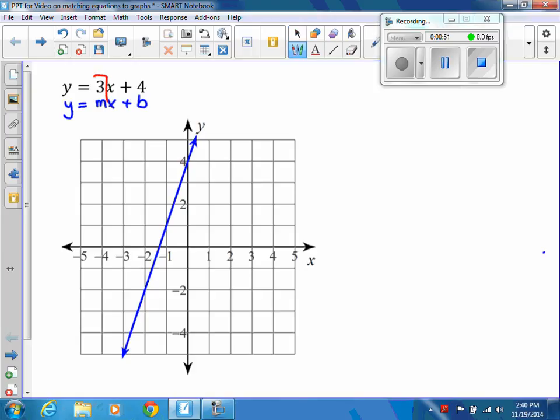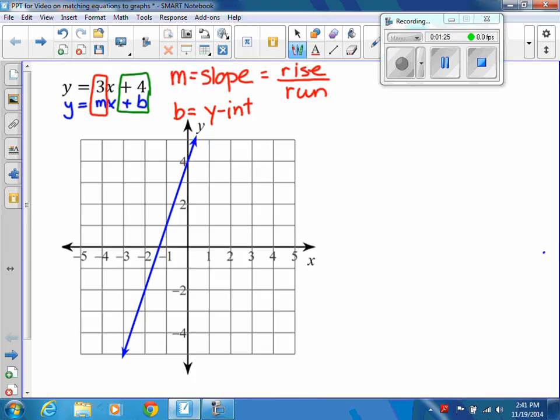So this is my m. My m, remember, is equal to my slope. That's the slope of the line. And remember that slope is equal to rise over run. So that's what we're going to look at for this part. In addition, we also have this right here, which is going to equal our b, and we have to remember what b stands for. Remember that b stands for the y-intercept, or y-int. So in this case, it's equal to 4, positive 4.